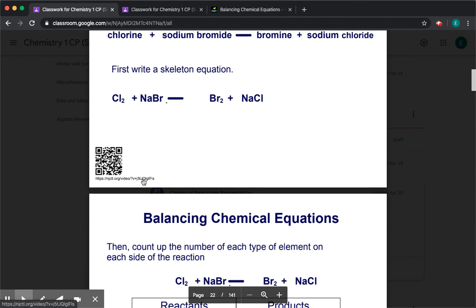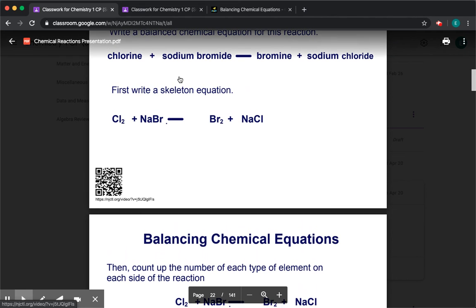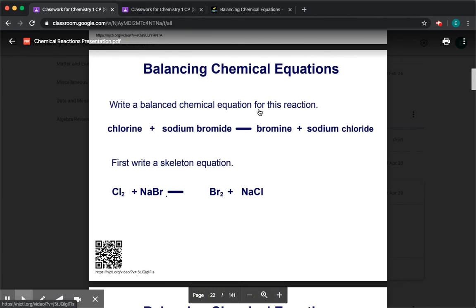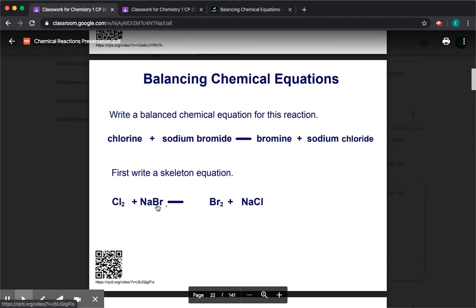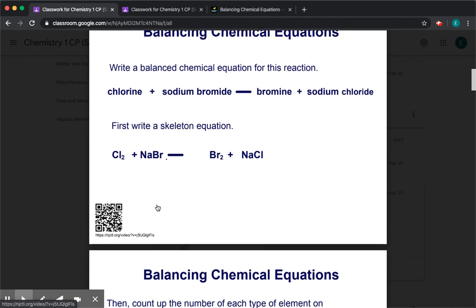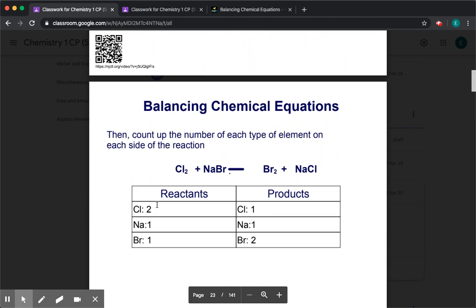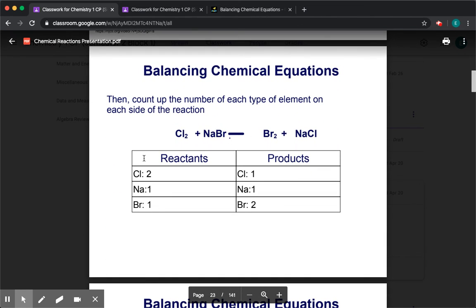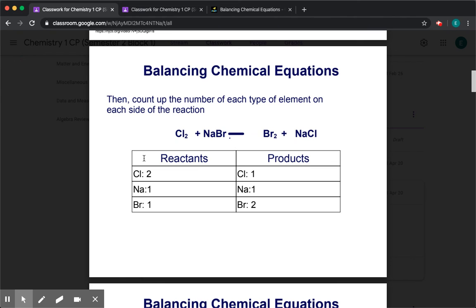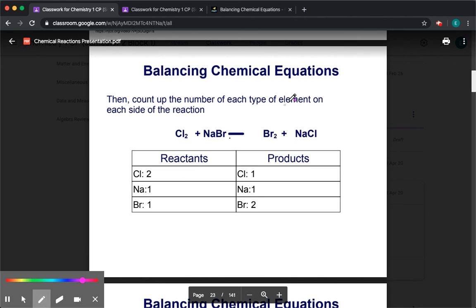So here we have another example. Chlorine and sodium bromide make bromine and sodium chloride, aka table salt. They want us to balance this equation, and we're going to use the technique I just showed you. So you have this set up. Set up a table, splitting the equation in half. You have the left side, you have the right side. Left side reactants, right side products.